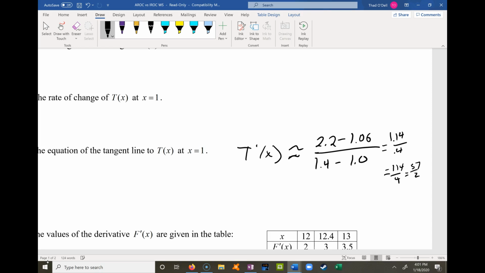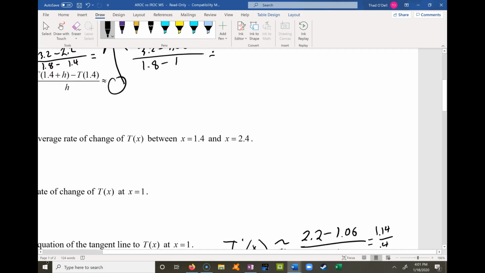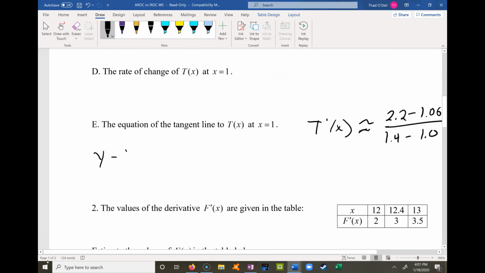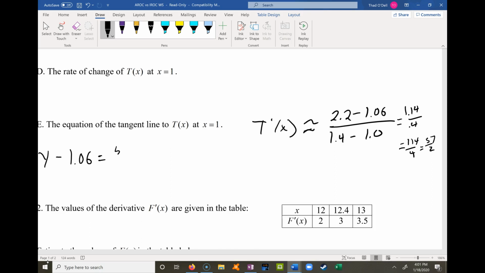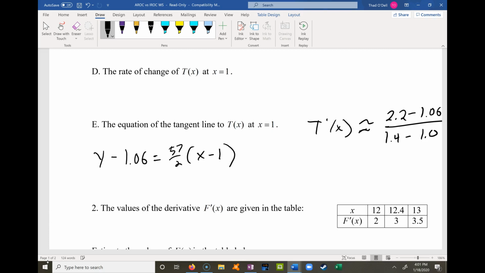57 over 2. So the equation of the tangent line is going to be y minus the y-coordinate. What's the y-coordinate at 1? 1.06. So that'd be y minus 1.06 is equal to the slope, which we just said was 57 over 2, times x minus the x-coordinate, 1. So that would be the equation of the tangent line.